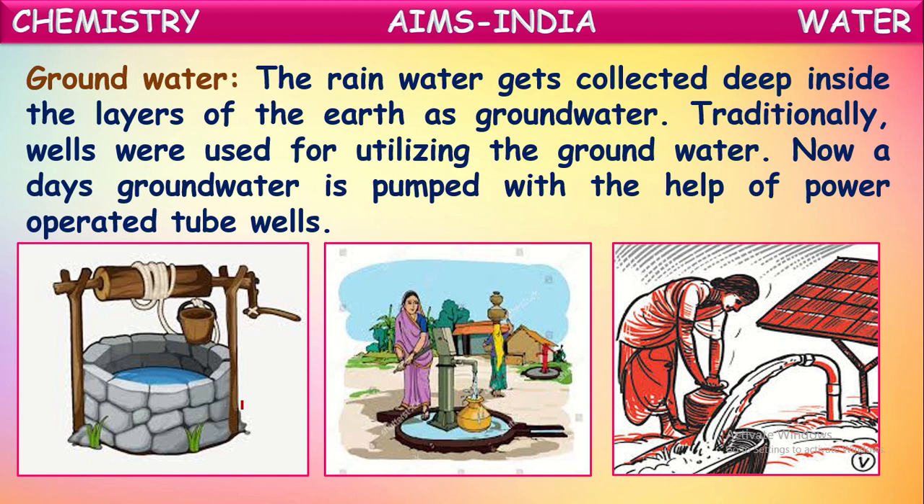What is groundwater? The water present under the layers of the earth is called groundwater. Okay, how is it formed there? When it rains, rainwater slowly sinks into the earth surface and it is collected deep inside the layers of the earth. It is called groundwater. This groundwater we are taking and using by digging wells or bore wells or by using power-operated tube wells. This is about groundwater.